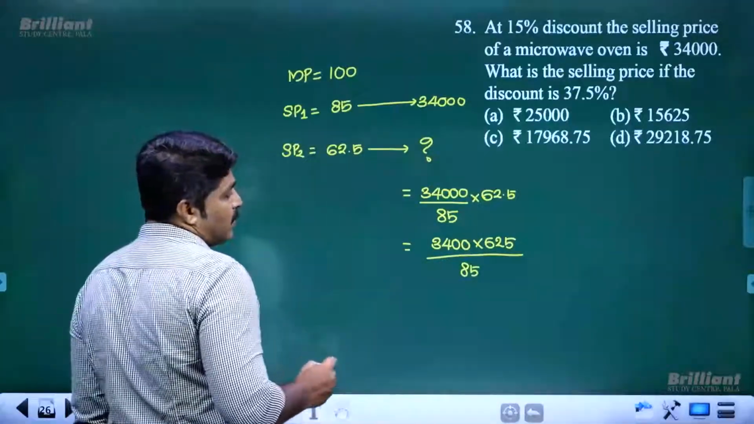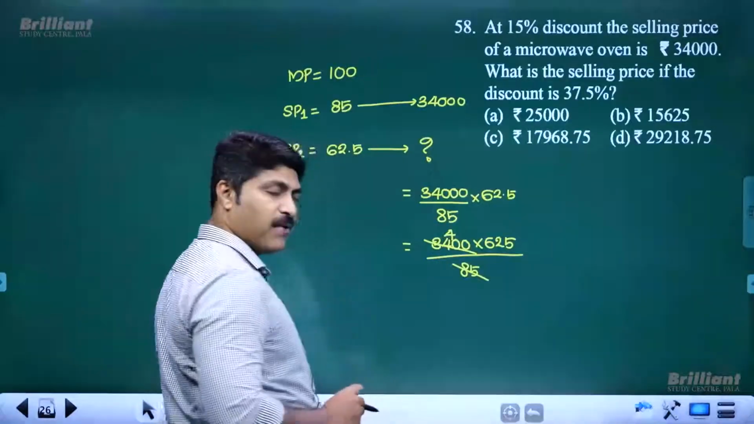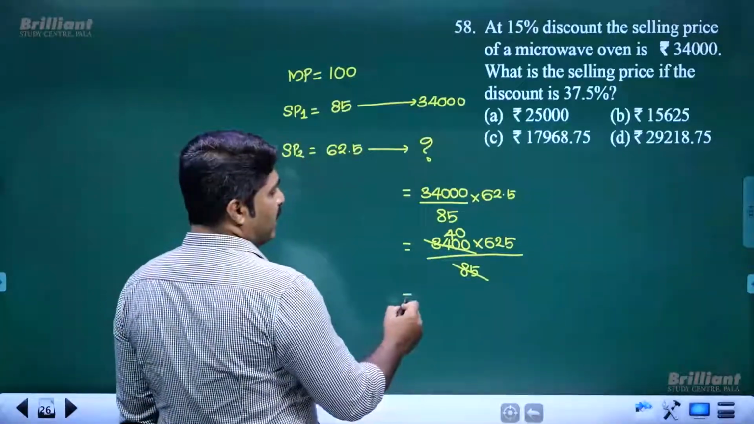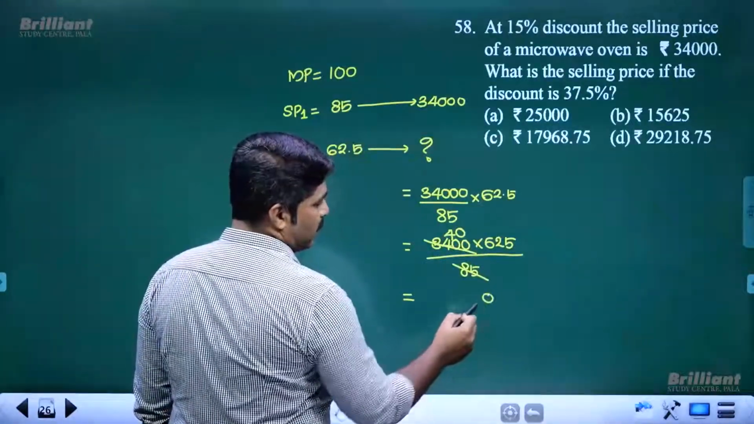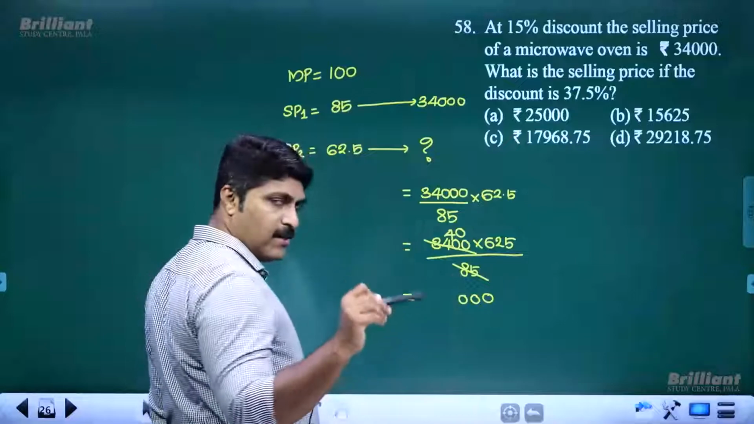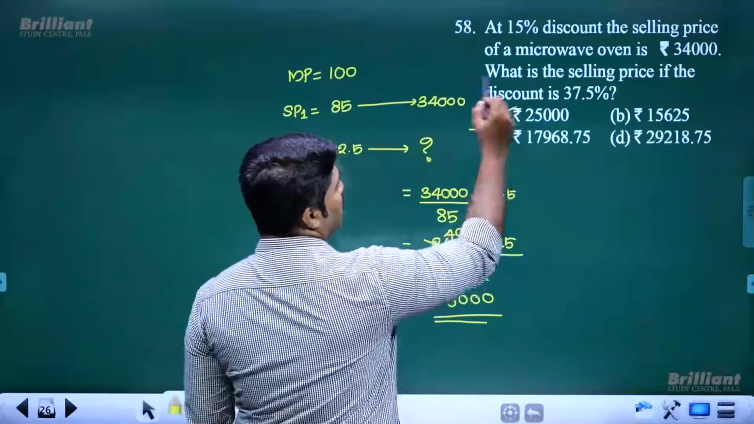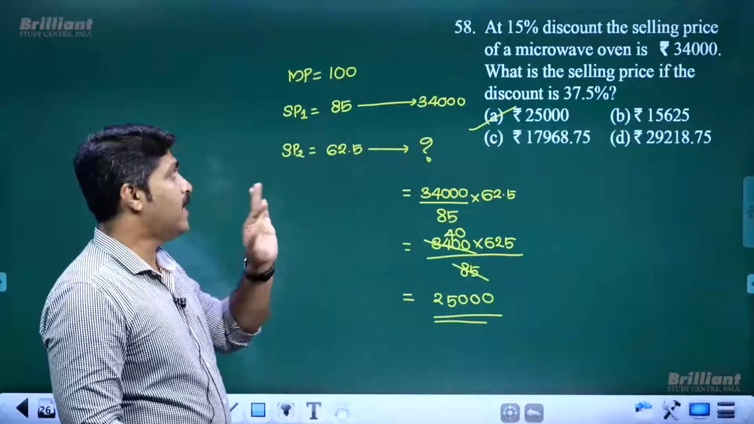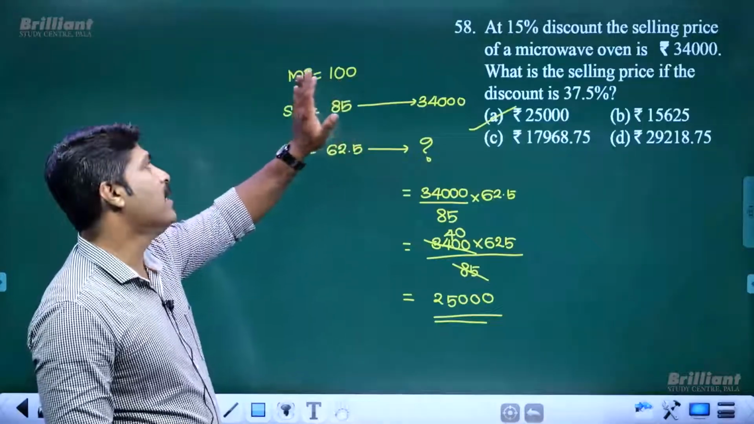So we consider what the value will be here. 85 into 4 makes 340. Therefore this is 40. So we can directly multiply here. First it's 40 into 625. First we put a 0 here. Then 4 into 25, that's 100. 24 plus 1, 25 is there. Therefore the answer is 25,000. So this is the basic unitary type of approach. Understand that part. Here the basic assumption is the marked price of the article that we started with is 100.